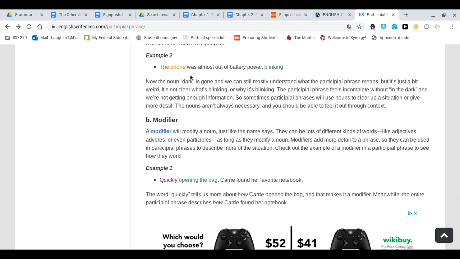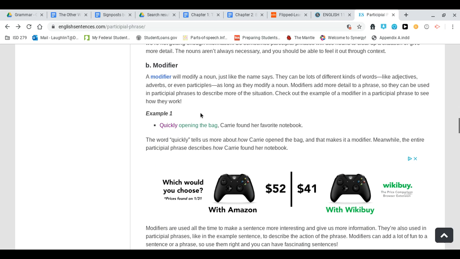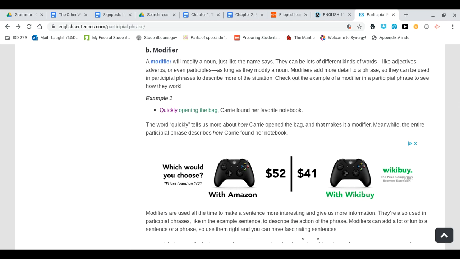Number 2 is another example. I want to skip that one though. So when we go to modifiers, like it says here, a modifier will modify a noun just like the name says. But a lot of different words can modify these sort of things. We have adjectives, adverbs, even participles. As long as they're a part of the phrase modifying the noun.